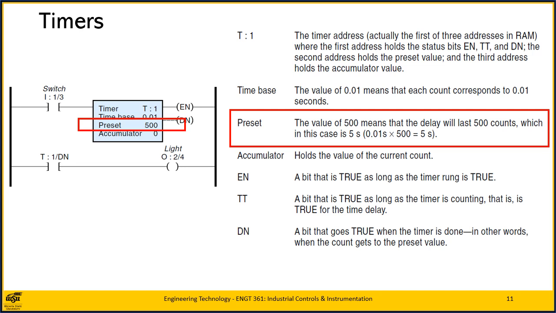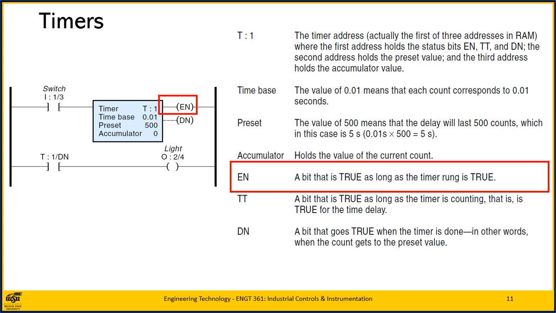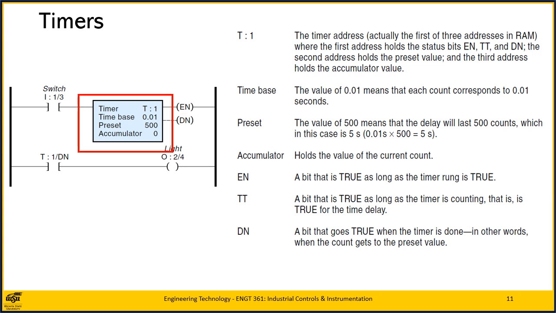The length of time delay is determined by specifying a preset value. Allen-Bradley uses 10 milliseconds per count, so 500 represents 5 seconds. The timer is enabled when the rung conditions become true. Note that EN is true as long as the timer rung is true. Once enabled, the timer automatically counts up until its preset value, and then it goes true and stays true.